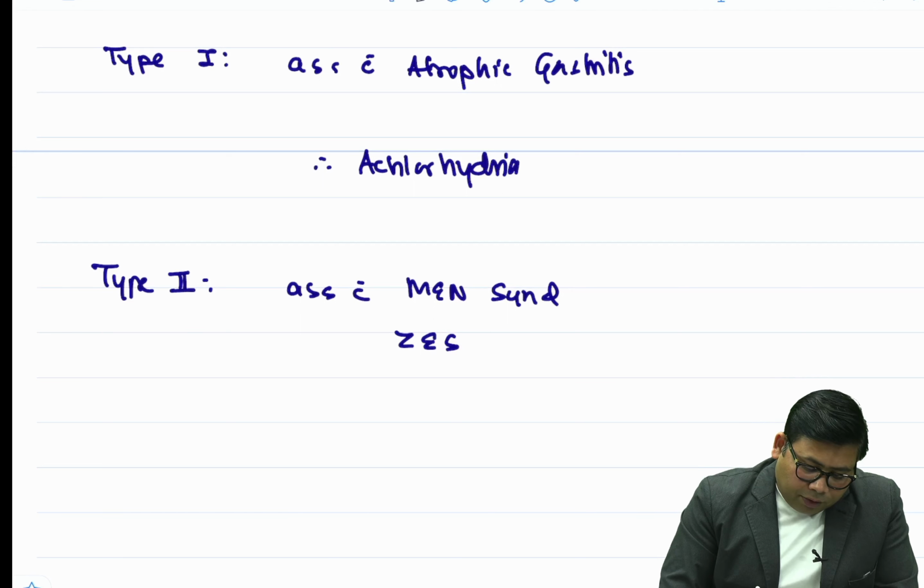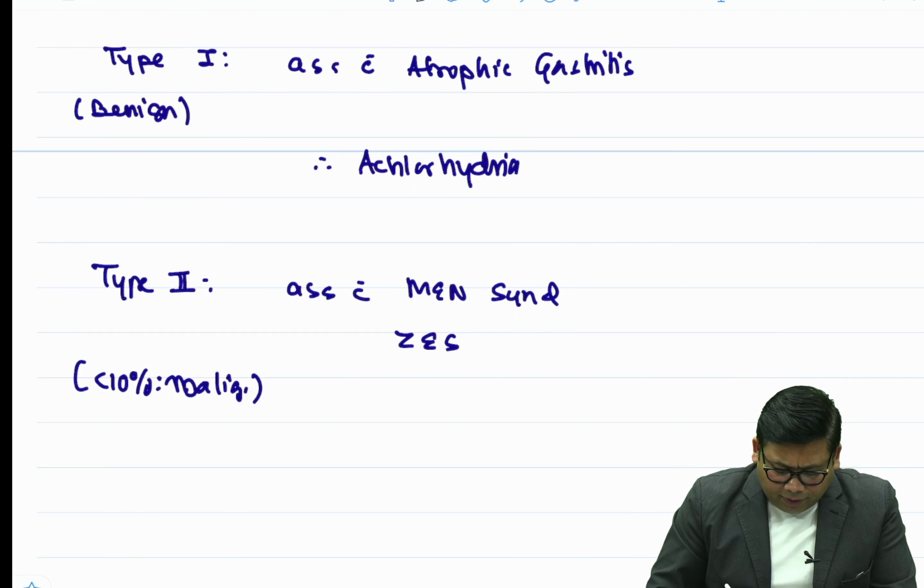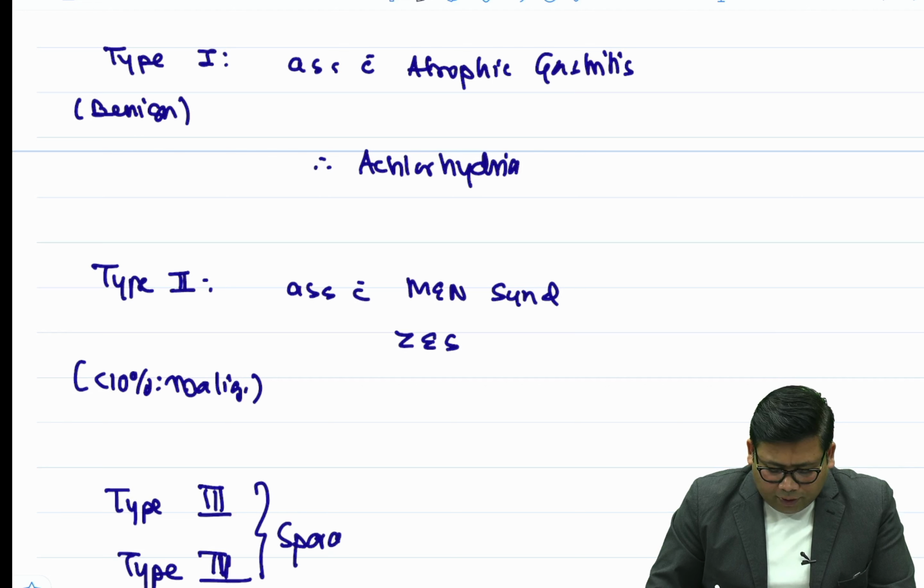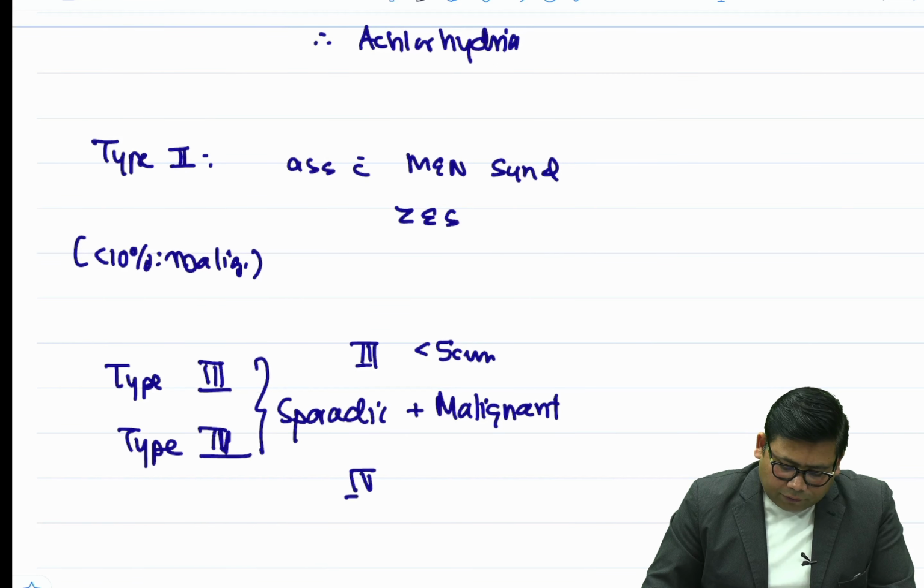Type 1 are benign, type 2 are mostly benign, less than 10% are malignant. Then type 3 and type 4 are both sporadic. Sporadic but malignant. What is the classical difference between type 3 and type 4? Type 3 is generally less than 5 centimeter and type 4 are the varieties which are more than 5 centimeter.